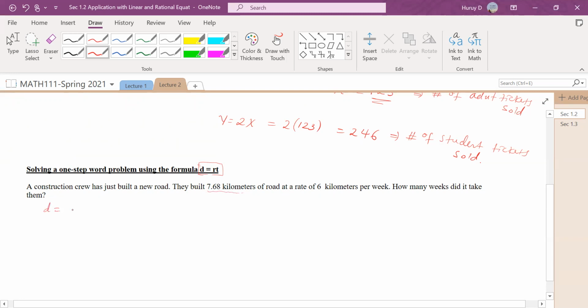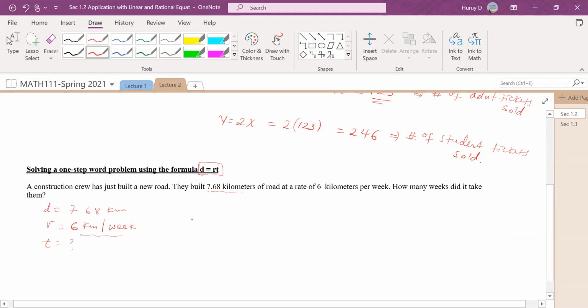It says the distance is 7.68 kilometers. They built this much, and the rate R is 6 kilometers per week. In 1 week, they built 6 kilometers. Now, how many weeks did it take them to build all this 7.68? So we need to find T, the time. And this time is not in hours, it is in weeks, because the rate is given in weeks.